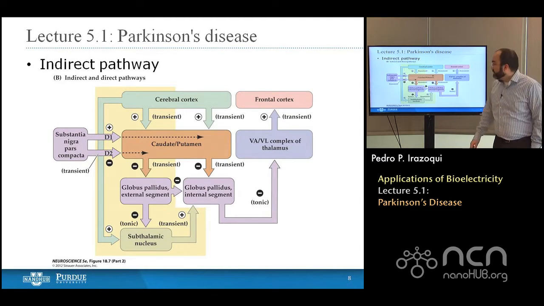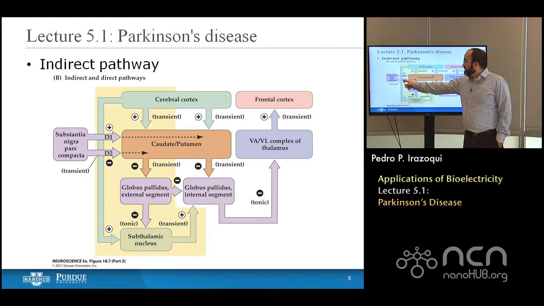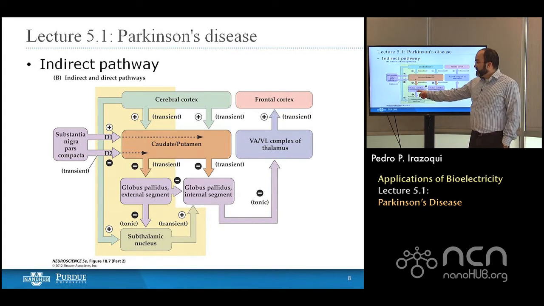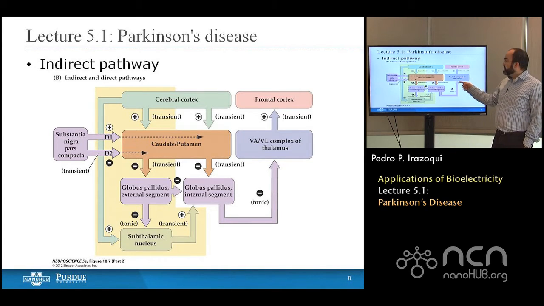The indirect pathway involves projections from the substantia nigra that are inhibitory to the caudate and putamen, which leads to inhibition of the globus pallidus external segment rather than the internal segment, which projects to the subthalamic nucleus, which in turn modulates the globus pallidus internal segment, which inhibits the VA-VL of the thalamus, and on to the frontal cortex.